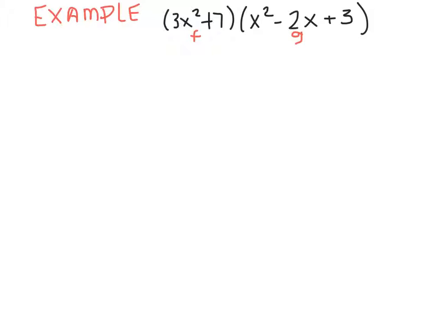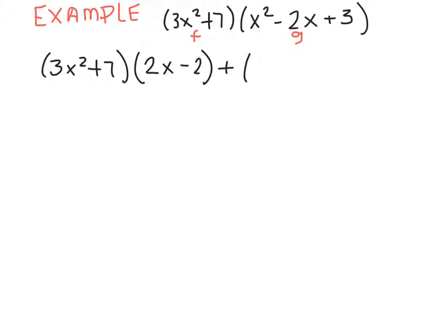So the formula says take the first function, 3x squared plus 7, and multiply it by the derivative of the second function. So that's going to be 2x minus 2. Then add to that the second function, x squared minus 2x plus 3, and multiply that by the derivative of the first function, which will just be 6x.